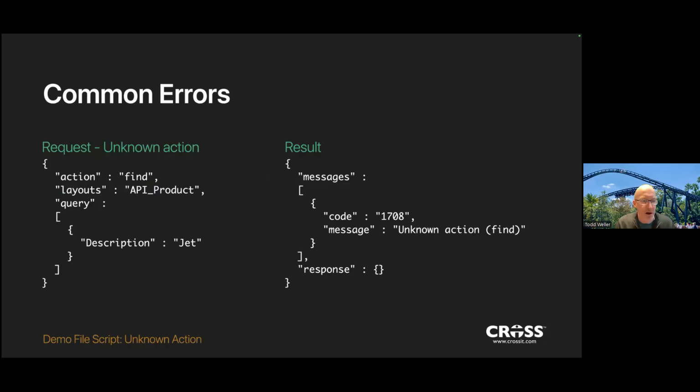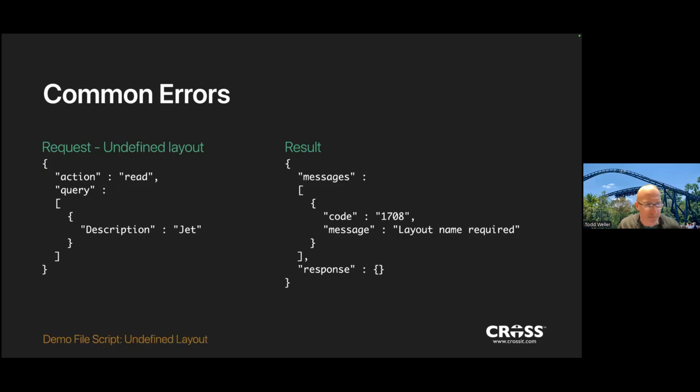So here's some of the common errors, and what I've done here is you can see there's the request on the left, the result is on the right, just so you can see what I did wrong. So here we've got an action where we're finding, and we've got the layout in our query, and it says that was an unknown action. It seemed like an obvious one because it's actually read, where we're used to doing finds. So it's going to tell you that.